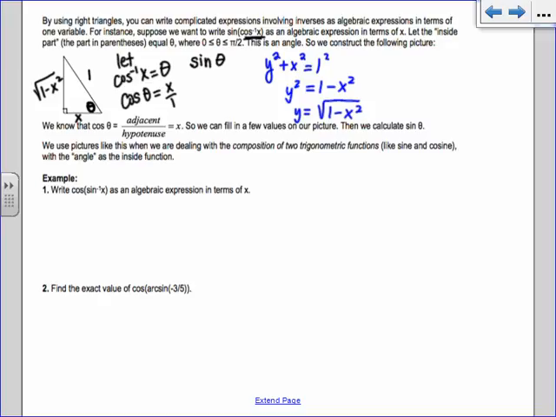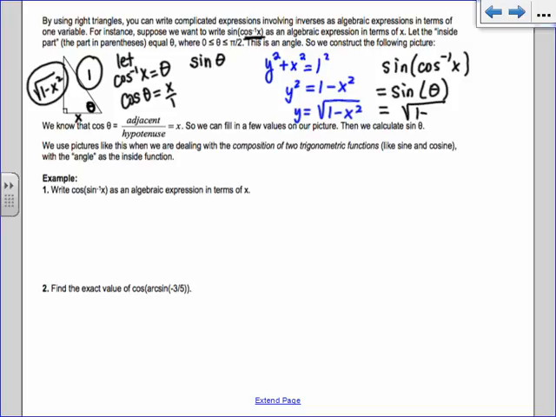So my last thing, I want sine of inverse cosine of x. Well, we said that inverse cosine of x was this theta. We drew out the picture involving theta. So now sine is opposite over hypotenuse. So it's root 1 minus x squared divided by 1. So it's just the square root of 1 minus x squared.